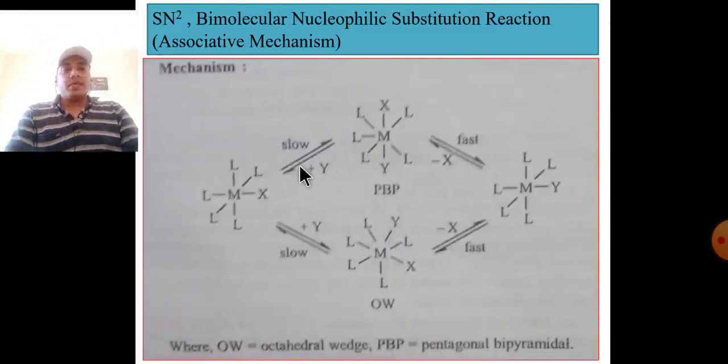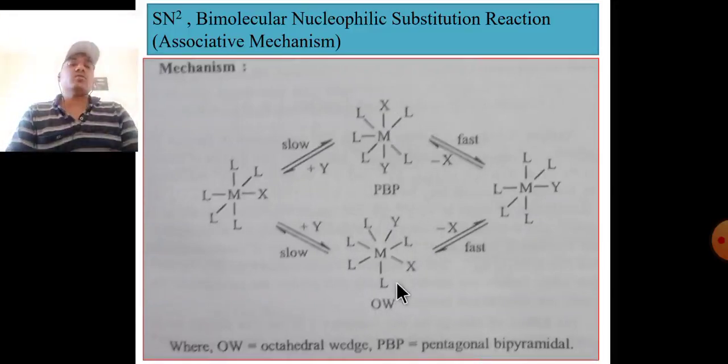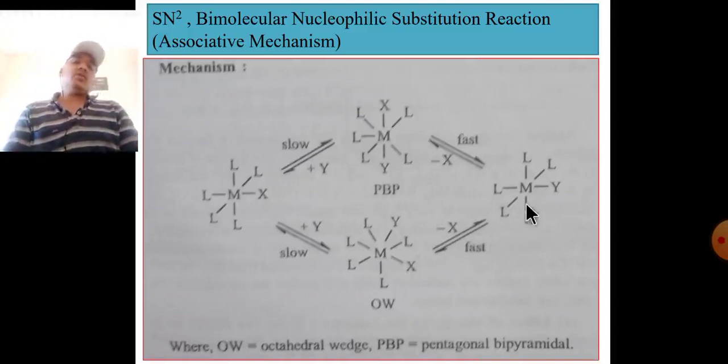SN2 associative mechanism: the 6 coordinated complex reacts with the incoming ligand to form two geometries. One is the pentagonal bipyramidal and the second is the octahedral wedge. The octahedral wedge shows less energy, so it goes to this form, then cleavage of X converts it into a 6 coordinated complex, and the octahedral wedge is favored for the SN2 associative mechanism.